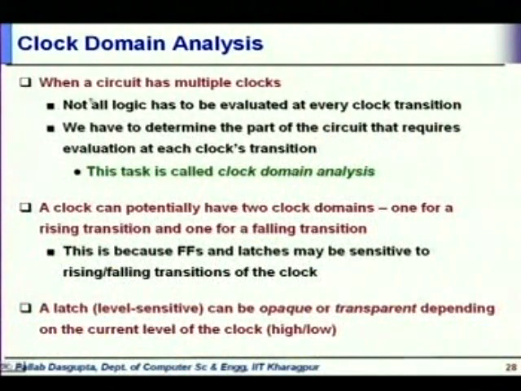So, if you slow down the clock, then the power consumption is also going to slow down, right. So, you reduce the frequency of the clock in the domain which you want to put in, not complete shutdown, but in a low power state, right. So, that is another reason why you will have clocks which are operating at different frequencies, right. So, from the simulation perspective, when a circuit has multiple clocks, not all logic has to be evaluated at every clock transition.